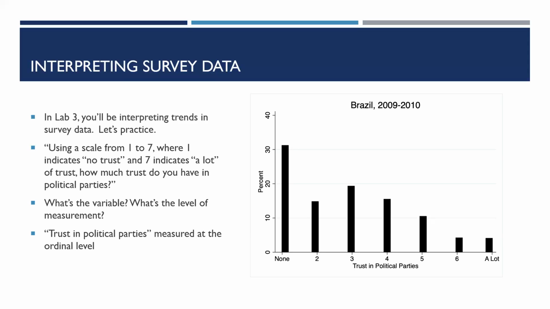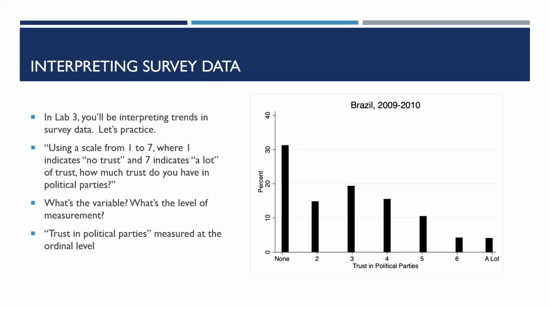So this is the data from Brazil between 2009 and 2010. It's the 2010 wave of the LAPOP study. As we can see here on this histogram, the variable we're measuring is trust in political parties. The level of measurement we can think of as being ordinal, right? It's not quite a ratio or interval level. It's truncated between 1 and 7. We can't necessarily assume that the space between 1 and 2 is the same as the space between 5 and 6. So it's an ordinal scale measuring trust in political parties.